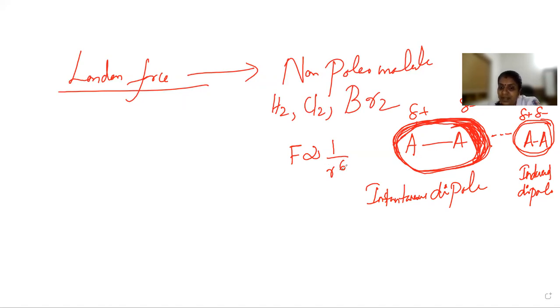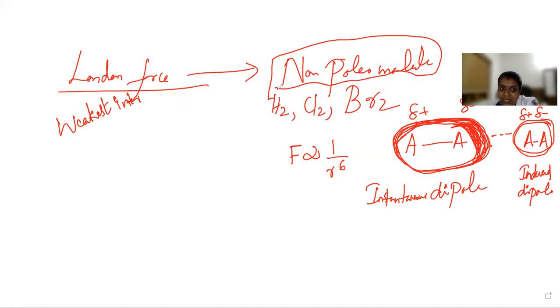Okay, it is inversely related to the 6th power of the distance between the centers. So that is all about London force, and this is the weakest intermolecular force. Understand? This exists in non-polar molecules, and it is the weakest intermolecular force. And all the covalent molecules.